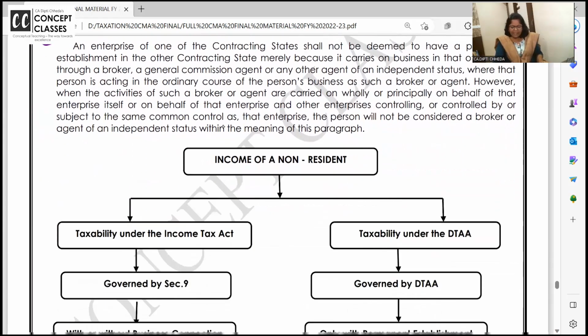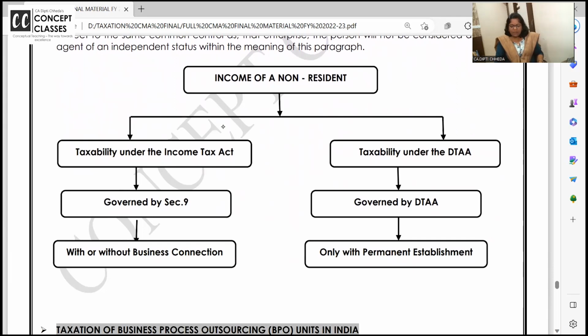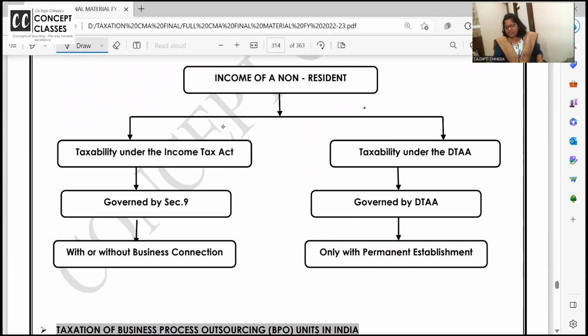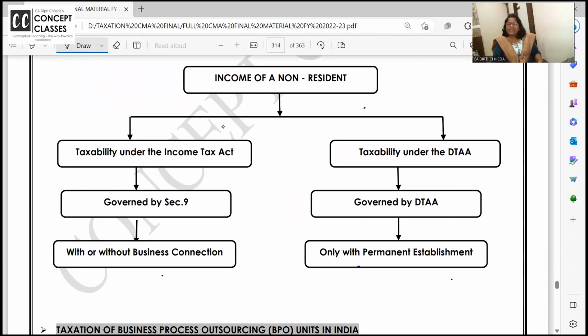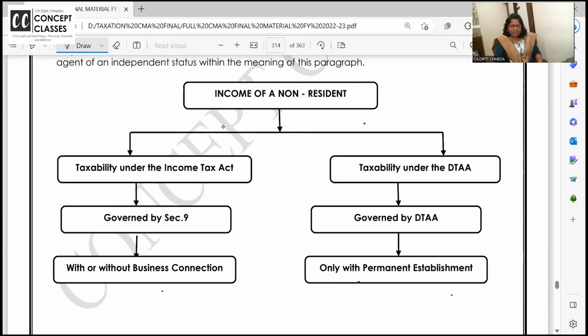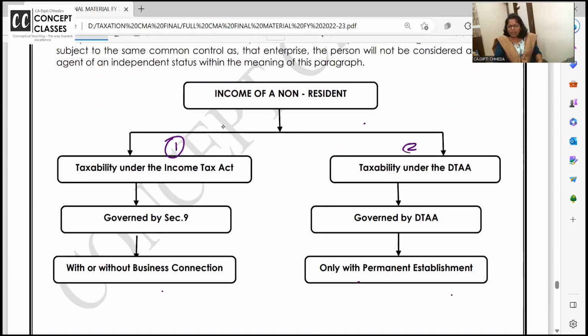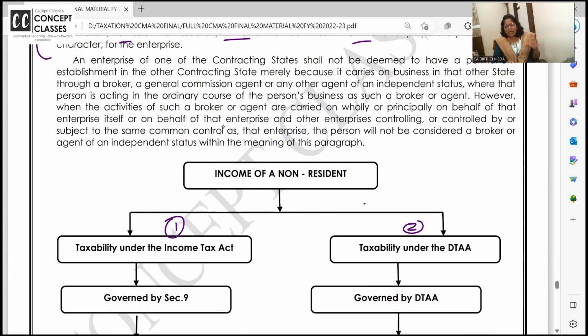मैम फिर टैक्स कब लगेगा? ये रहा. Income of non-resident is taxable under DTA only if they have been in India, and as per income tax only if they have business connection in India as per section 9. This you can make as your pointer 1 and 2 and write in exam and score marks.